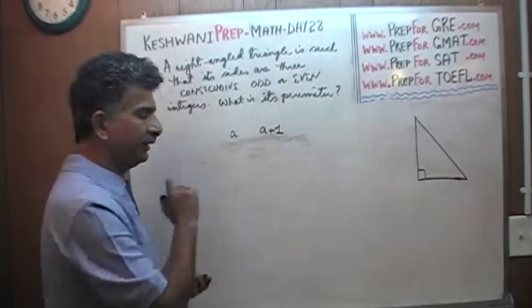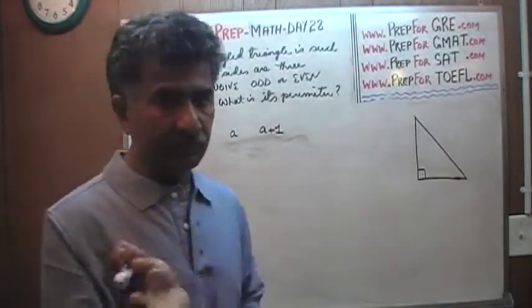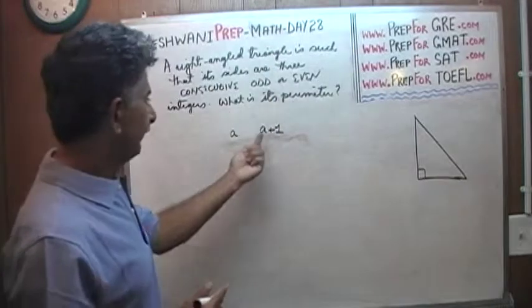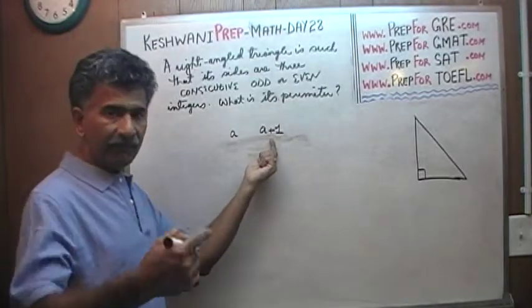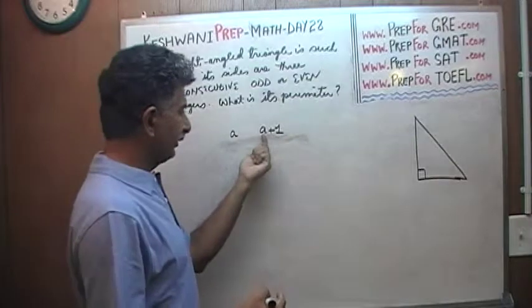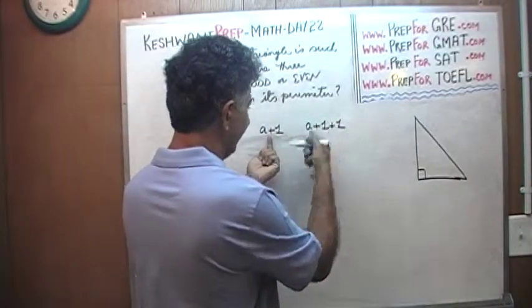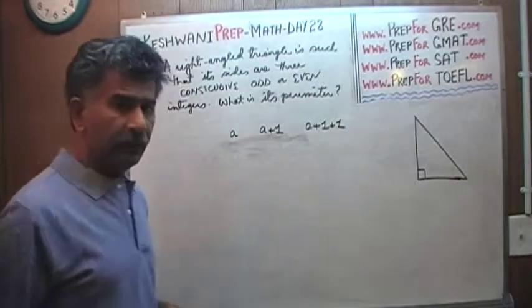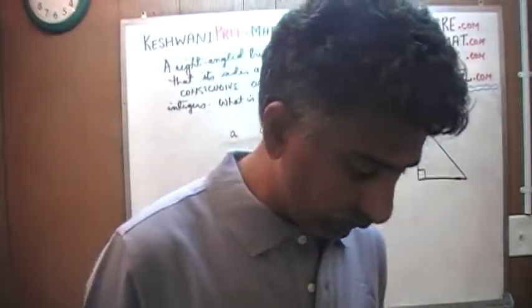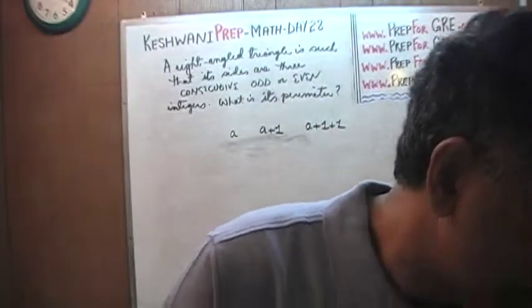It's not A and B. A and B means that they have nothing to do with each other at all. Now if this one is A plus 1, then the one after that will have to be one more than that, which is A plus 1 plus 1, or A plus 2. Here we have not 3 consecutive numbers, but 3 consecutive odd or even numbers.